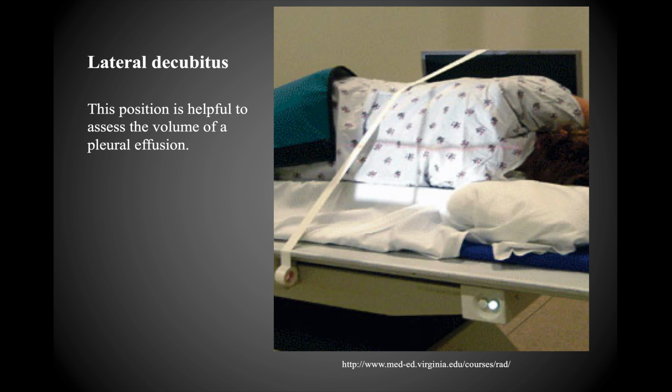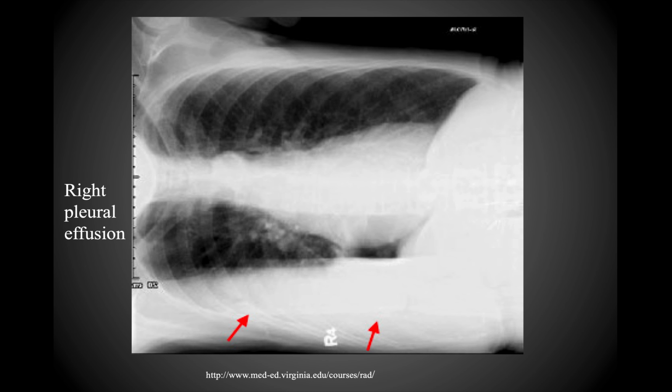And then lateral decubitus, again, this is typically done on a patient that's laying down, and so this can be really useful for trying to analyze the volume of a pleural effusion. So just as a reminder, a pleural effusion is a collection of fluid in the pleural cavity. So here we have an example of a right pleural effusion.